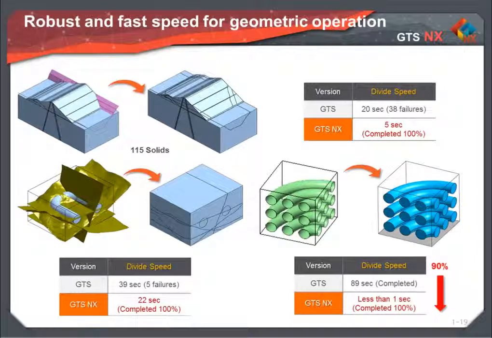In other cases, like this simple geometry, even though both versions created the model successfully, the old GTS needed 89 seconds, while the model is created in less than 1 second in the new version. So you can see how much more efficient and powerful the new GTS NX is.